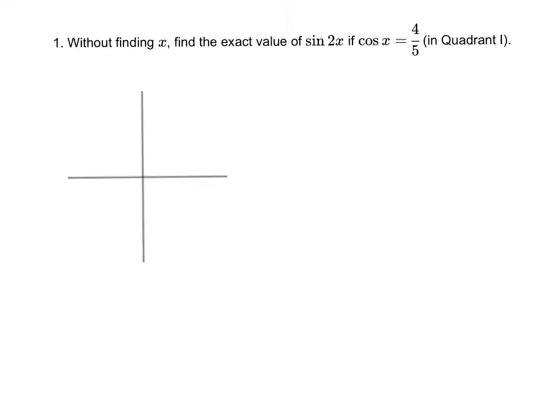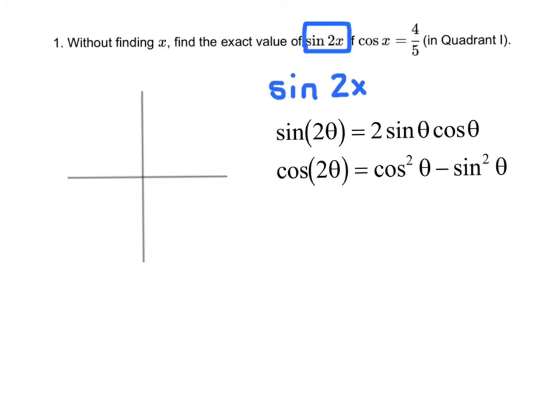Okay, let's read this one and see what we are given and what we have to find. It says, without finding x, find the exact value of sine 2x. Okay, so that's what we're finding. Let's pause a minute. If we're finding sine 2x, then we're using this formula. So it's 2 times sine theta times cosine theta, or x, or whatever variable. So look, we're given cosine x, so we're given this value. We just have to find sine theta. And we're also given what quadrant it's in.